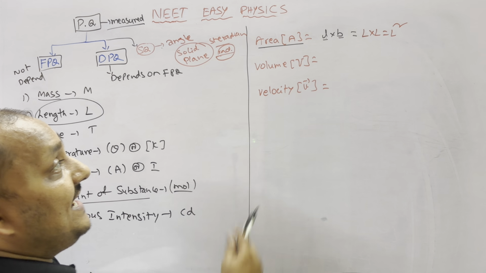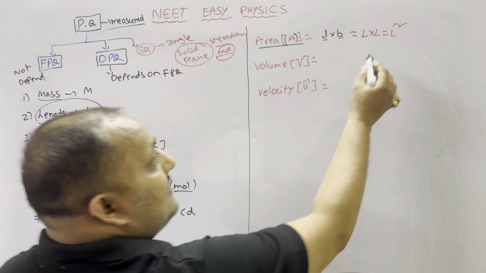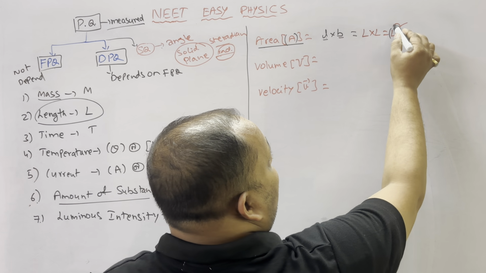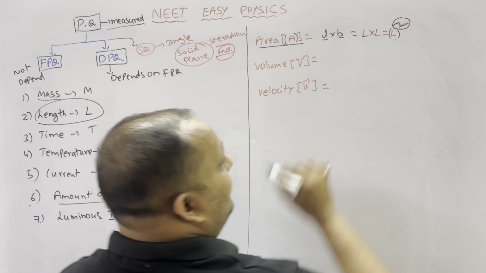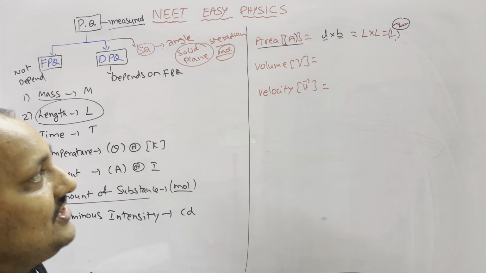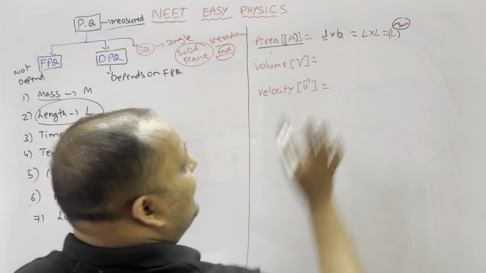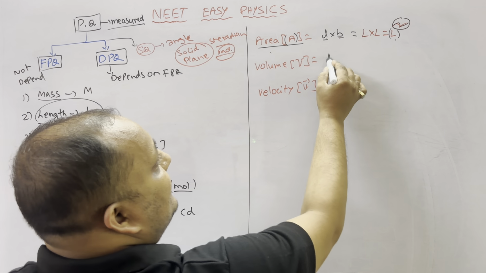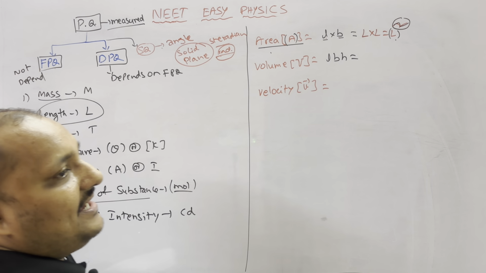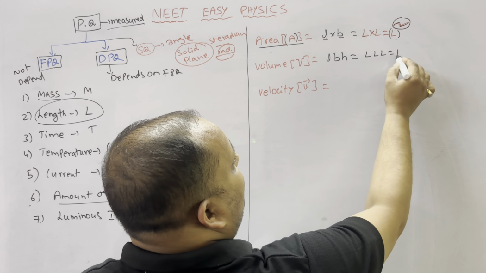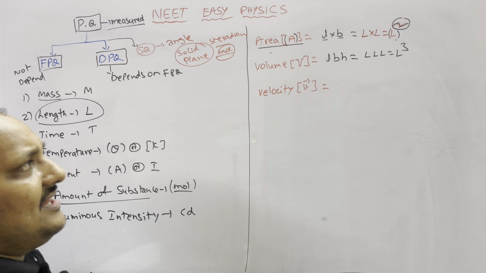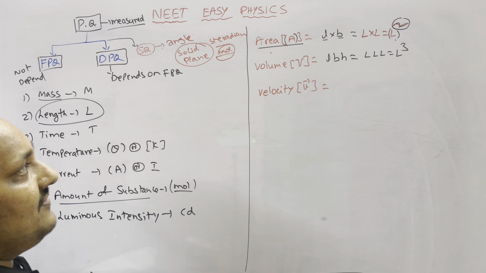Now to represent area, the length is raised to 2. So the power of length is 2. The 2 we call the dimension. Now area's dimensional formula is L square. Volume generally we write as LBH, length into breadth into height, L into L into L. Therefore L cube. In another way also you can write the dimensional formula.